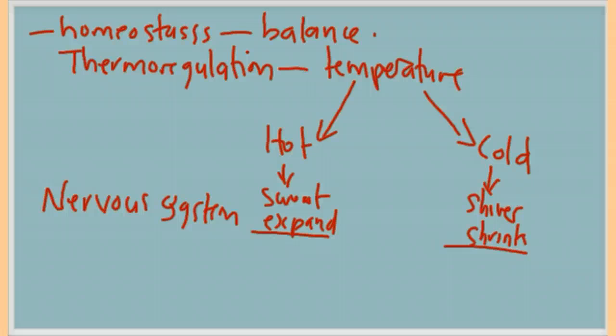The nervous system sends messages through nerves. Each nerve is connected to each other, and there's a space between called a synapse. And the messages that are carried from one nerve cell to another are called neurotransmitters.